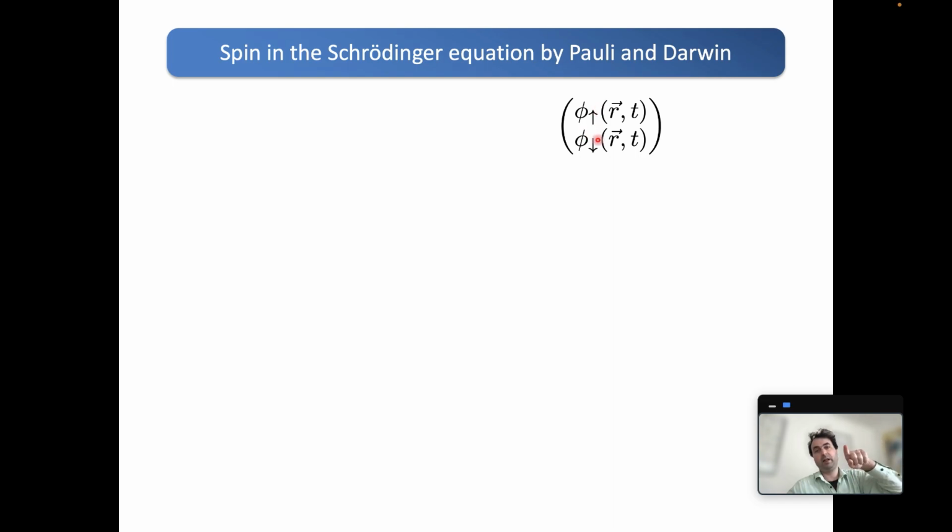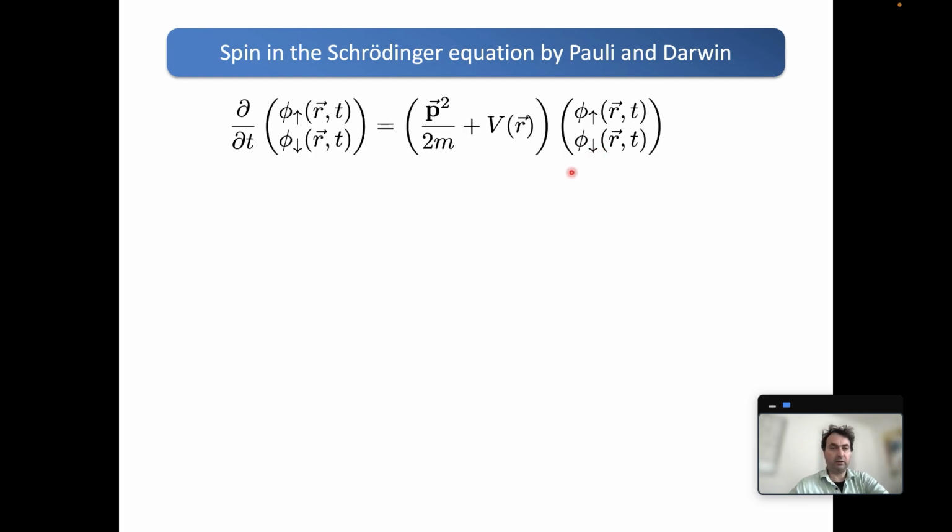If we put the spin in the x direction, we have the vector (square root of half, square root of half). If you want to put the spin in the y direction, you have the vector (square root of half, i times square root of half) for the up and down components. And we can now write the Schrödinger equation acting on a vector.